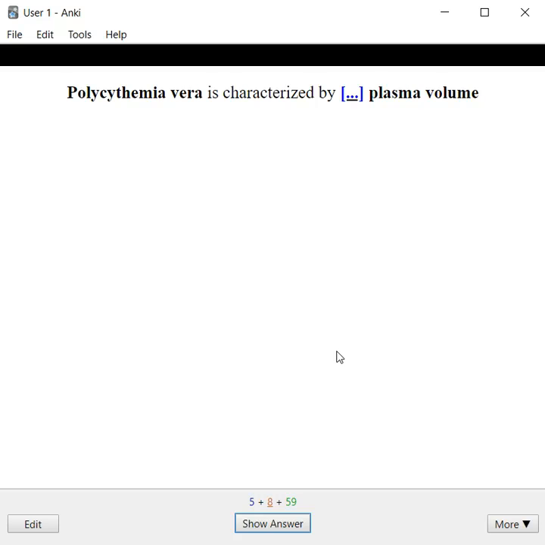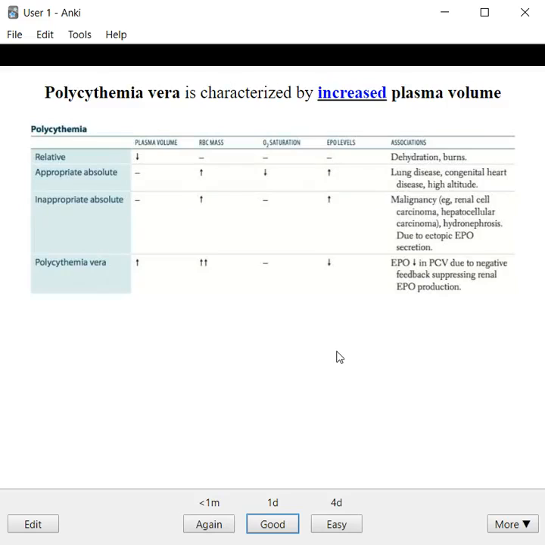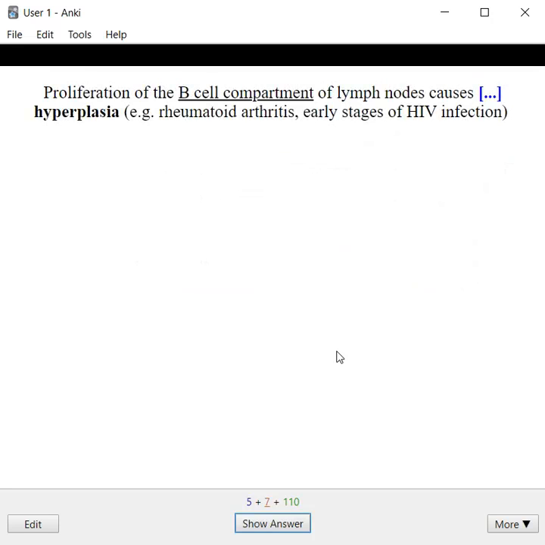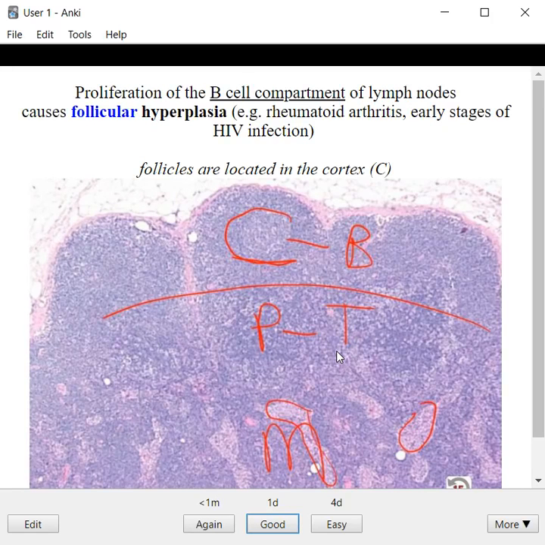Polycythemia vera is characterized by blank plasma volume. It's characterized by increased plasma volume. Proliferation of the B cell compartment of lymph nodes causes what type of hyperplasia? For example, rheumatoid arthritis, early stages of HIV infection. It is follicular hyperplasia.